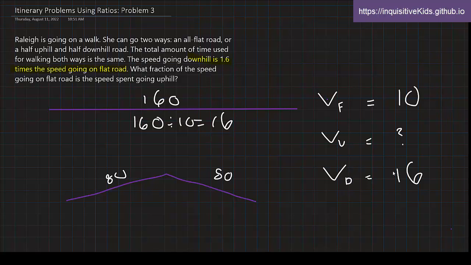So, for example, this is downhill. So 80 divided by 16 is equal to 5. It took 5 hours to do this section.